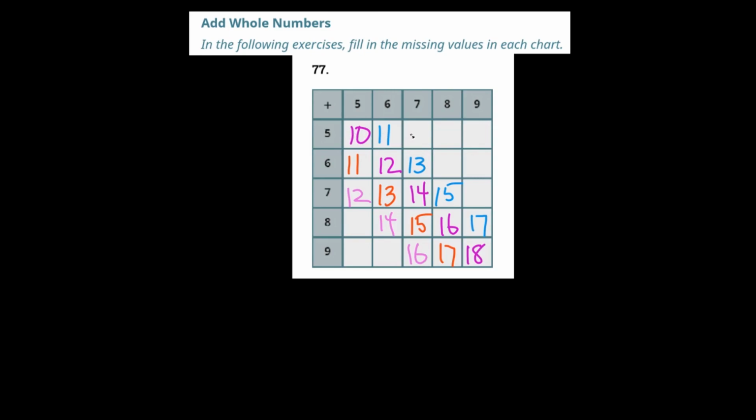So this looks like to be going up by ones, since this is going up by ones. 10, 11, 12, 13, 14. This is going up by ones as well. We can do 8 and 6 is 14, 15, 7 and 9 is 16, 8 and 5 is 13, 9 and 5 is 14, 9 and 6 is 15.